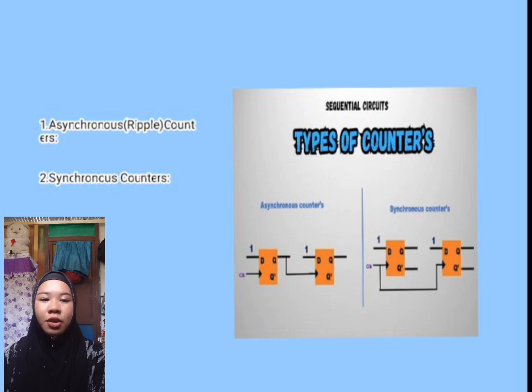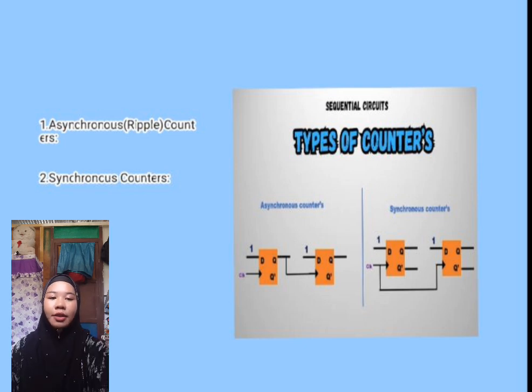Next is the synchronous counter. Sa synchronous counter, sabay-sabay tumatanggap ng clock signal ang lahat ng mga flip-flop, kaya mas mabilis at mas accurate ito. Kaya lahat ng flip-flops ay nagbabago nang sabay-sabay.